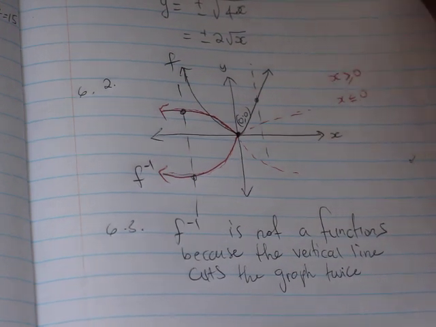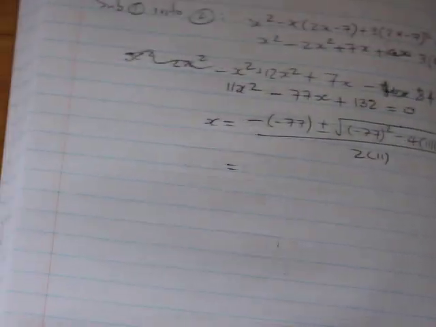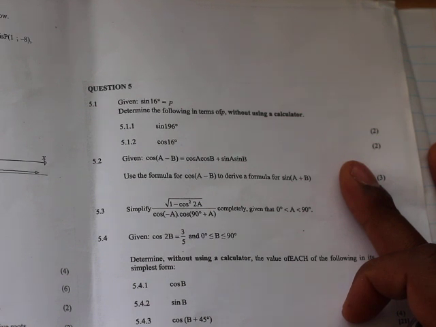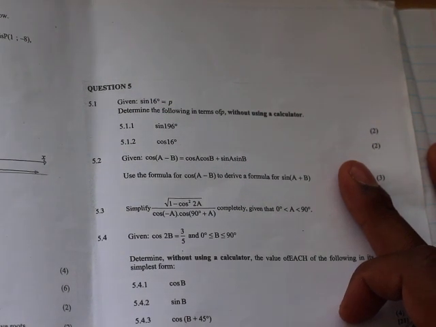Okay. So let's move on to another question, which is on trig. Trigonometry. Let's see what question they're asking us. Given that the sine of 16 degrees equals p, determine the following without the use of a calculator.